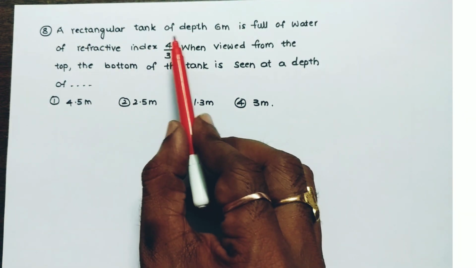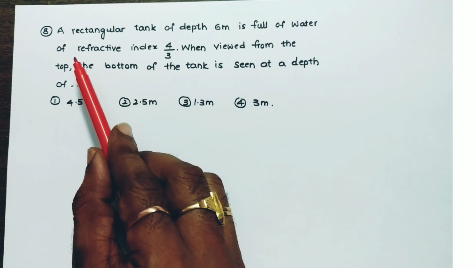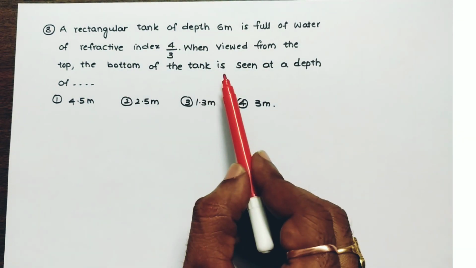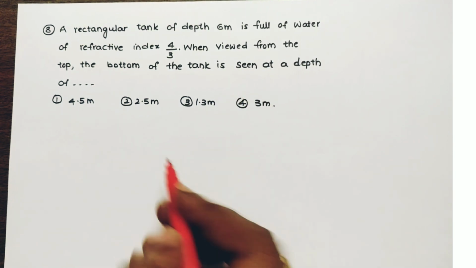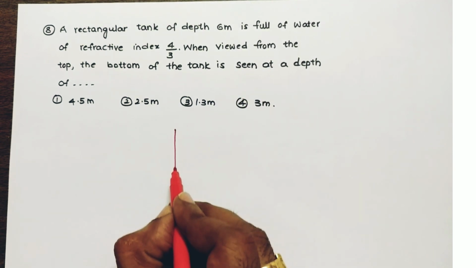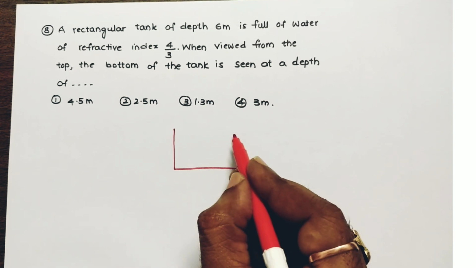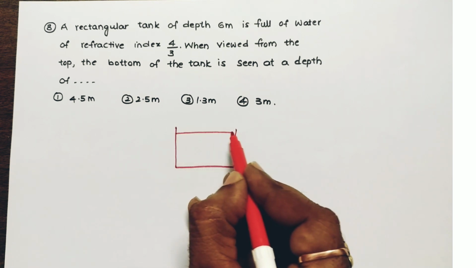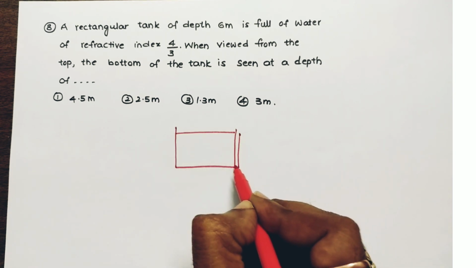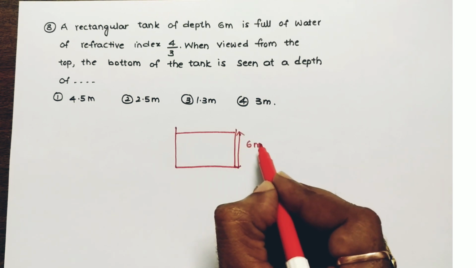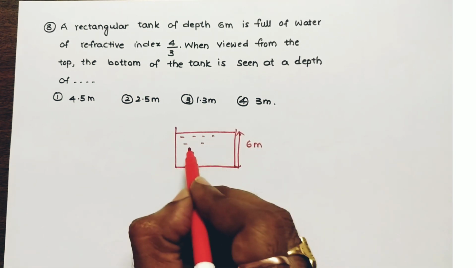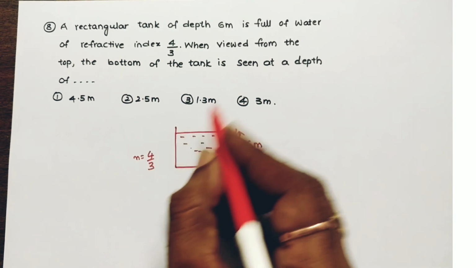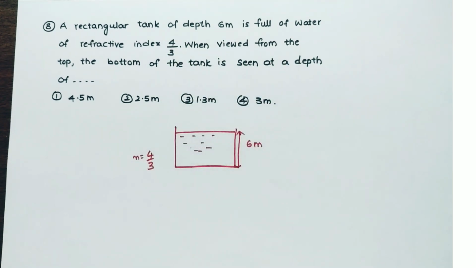A rectangular tank of depth 6 meter is full of water of refractive index 4/3. When viewed from the top, the bottom of the tank is seen at a depth of. So here is one rectangular tank, and it is of depth 6 meter. And this is full of water of refractive index n is equal to 4/3.